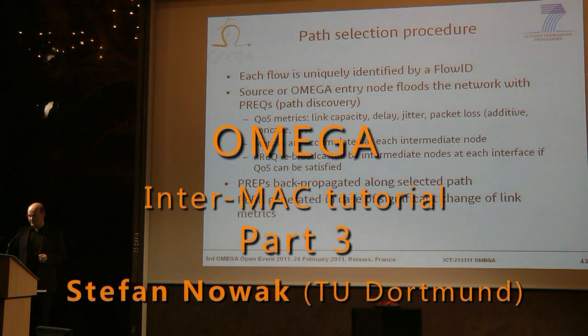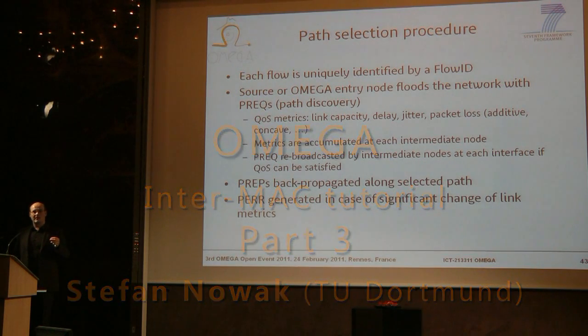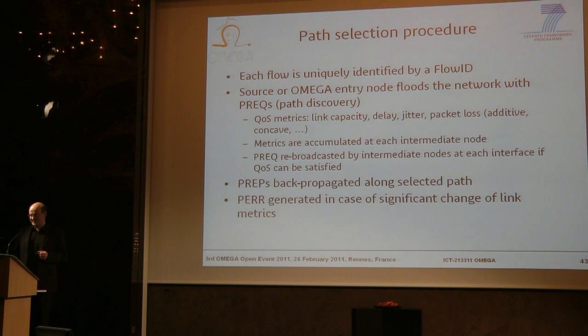The source, or the Omega entry node, identifies and stamps this packet with a flow ID, which is generated. And the source now floods the network with these path request messages in order to initiate the path discovery. And within these path requests, we use several QoS metrics, for example, the available link capacity, or delay, or jitter, or even packet loss. And these metrics should be handled differently, of course.